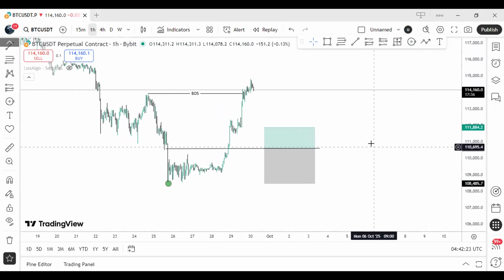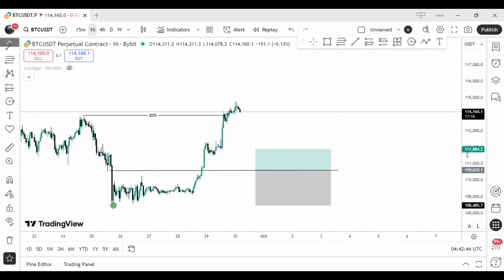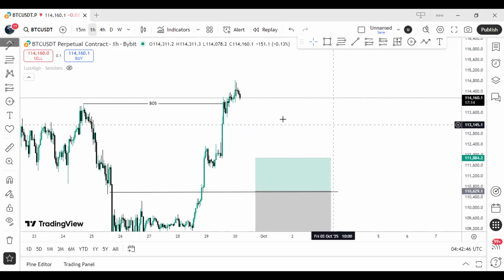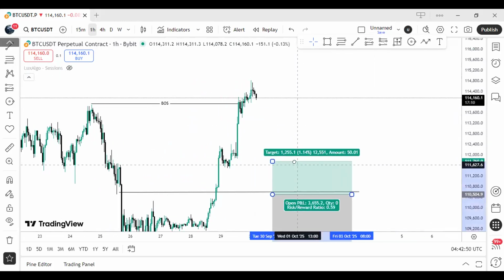So what we are doing is following the higher time frame perspective, because the daily is bullish. The 4-hour has also given us a bullish signal, and the 1-hour has also given us a bullish signal, right? So all we have to do is wait for price to retrace to a discount zone. Just because all the time frames are bullish doesn't mean I will just jump into the chart like that. No, it doesn't work that way.